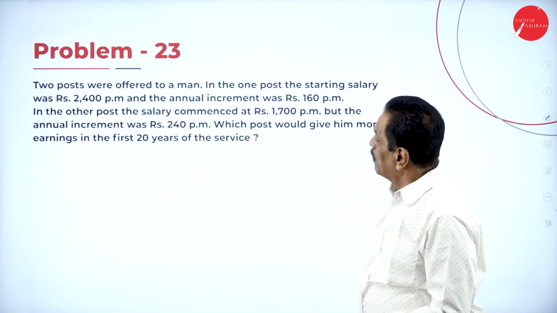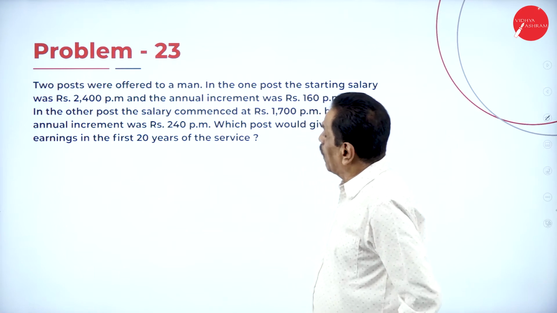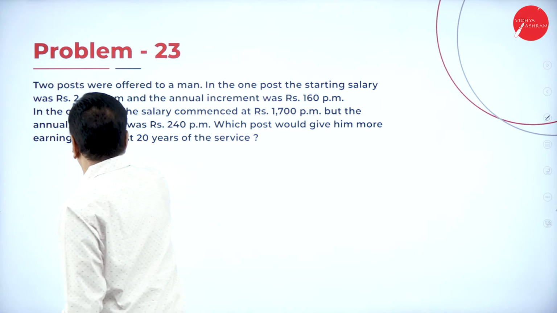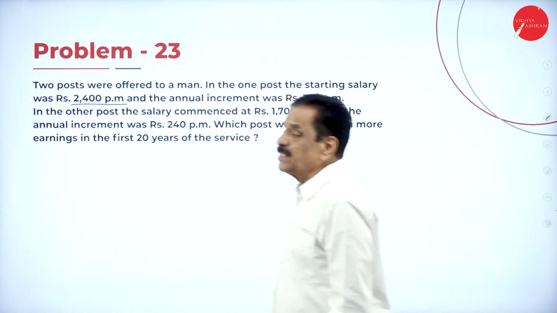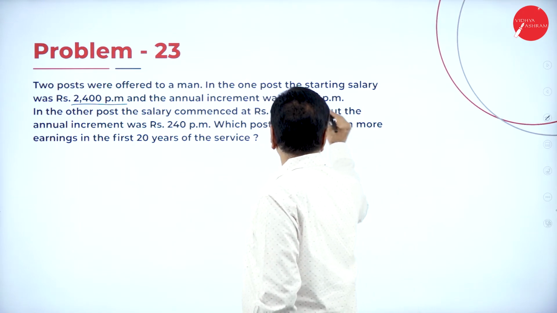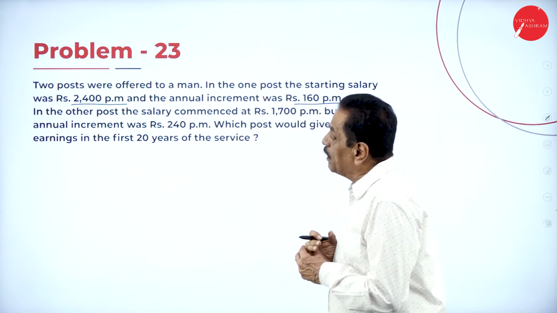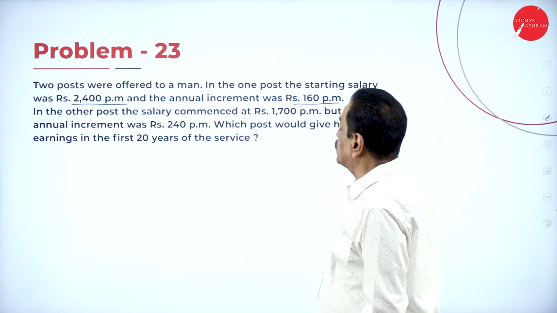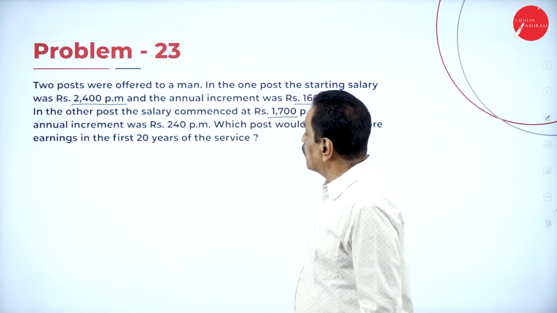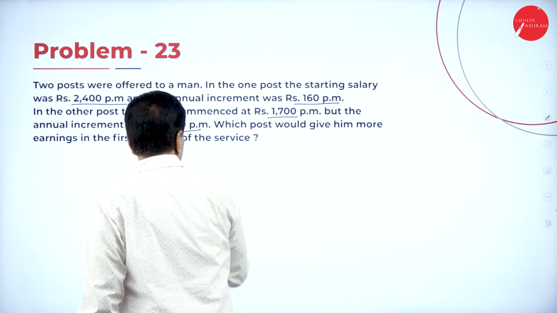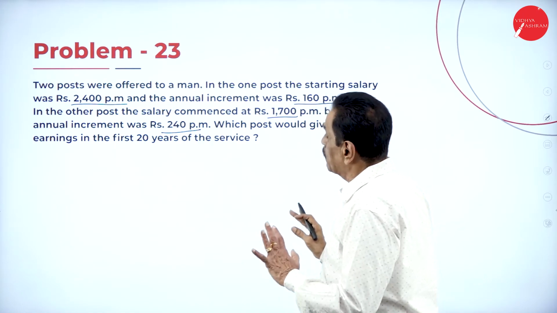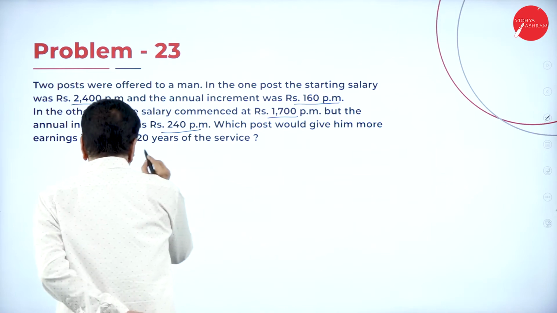Now, 2 posts were offered to a man. In one post, the starting salary was 2,400 per month. Starting salary means a. And the annual increment was 160 per month. Increment means d. In the other post, the salary starts at 1,000 a per month, but the annual increment is 240. Difference is 240. Which post would give him more earning in the 20 years of service? First post.